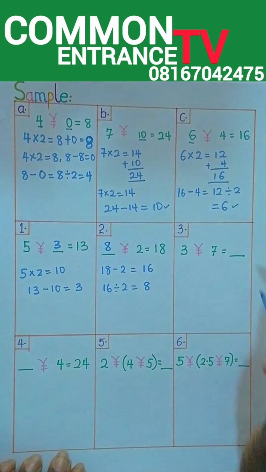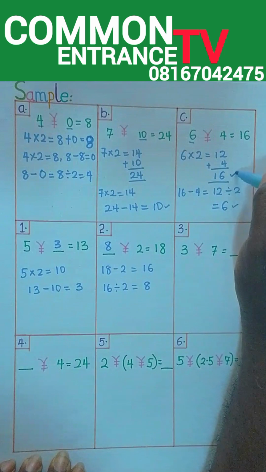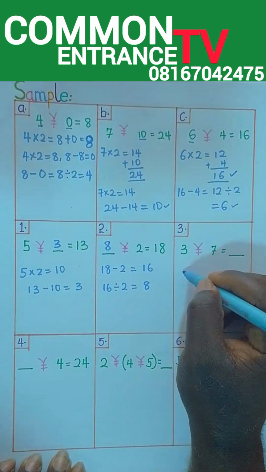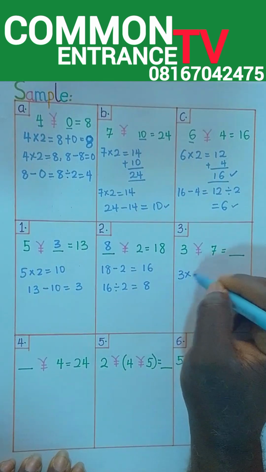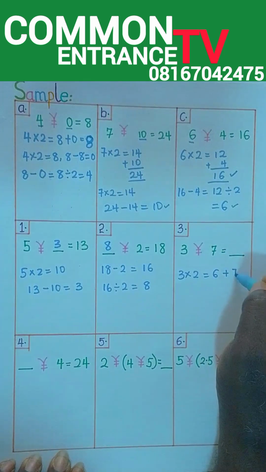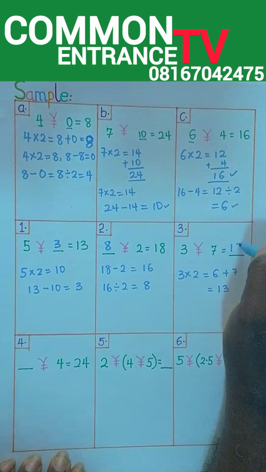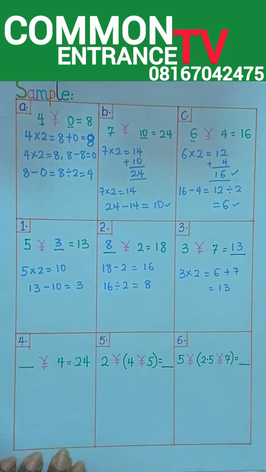The next question, the value here is missing. We can solve using this method. So we have 3 times 2 equals 6, and 6 plus 7 will give us 13. So the answer here must be 13.